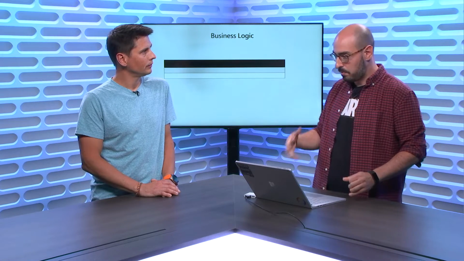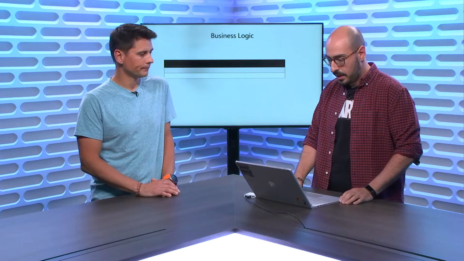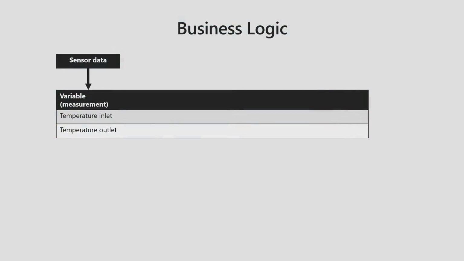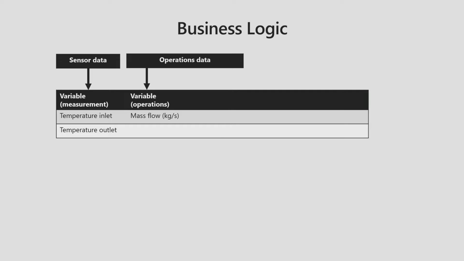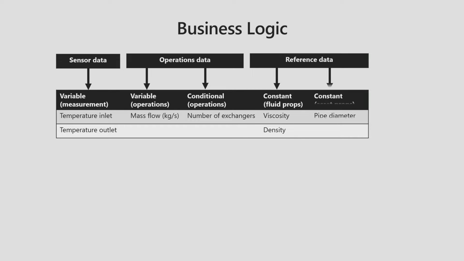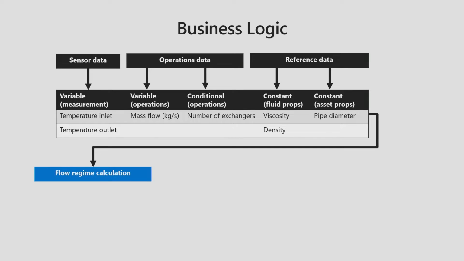Let me deep dive on the business logic on how you would be thinking about this kind of problem now that we have all the data sources. The first source of data is, as we said, the sensor data, and you would need two temperature readings, one for the inlet and one for the outlet. That's pretty straightforward. The operations data could be the mass flow, so how fast the liquid flows through the pipe. You also have the number of heat exchangers, which will slightly change the way that you're calculating the flow. Reference data is about the fluid properties and the asset properties, such as pipe diameter, viscosity and density. And now you have all this information, you can finally calculate the flow.